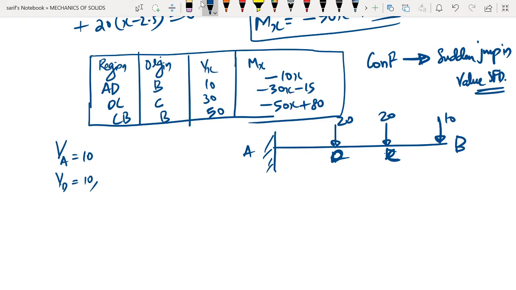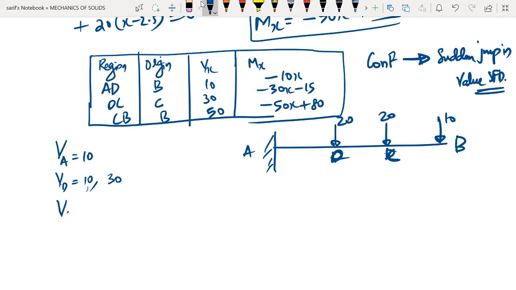So what we have to understand is, when the loading diagram is having concentrated forces, we have to evaluate that jump in the shear force diagram. How we do that is we find the shear force from both the regions. For example, at the point D, we find the shear force given by the expression for the region AD as well as for the region DC. If we consider the region DC, the expression for shear force at the point D is 30.